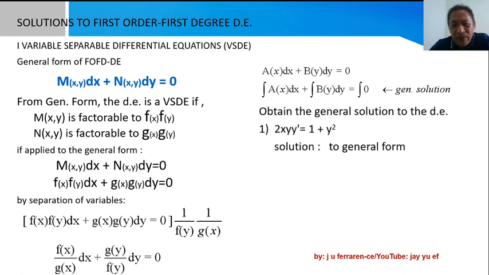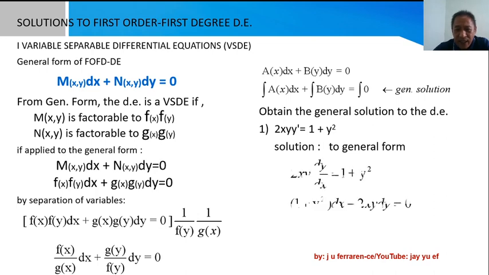Now, if you are asked to give the general solution of the differential equation, my solution is, I have to rewrite my DE to follow the general form of a first order, first degree DE. So 2xy y prime, where y prime is dy/dx, because if I multiply with the dx, then the dx can be associated with the 1 plus y squared. So 1 plus y squared times the dx, then I take the term 2xy dy associated with the dx term, so minus 2xy dy equals 0.